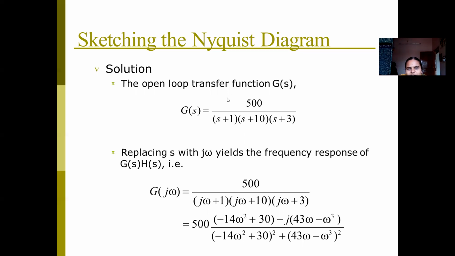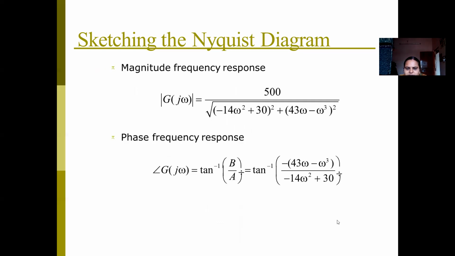First, you have to do whatever the equation is given. First, you have to write the equation by substituting S equals j omega. Therefore, if I substitute S with j omega, then we'll get 500 divided by j omega plus 1, j omega plus 10, j omega plus 3. Then take the complex conjugate part and go on multiplying, and you'll get the equation like this.